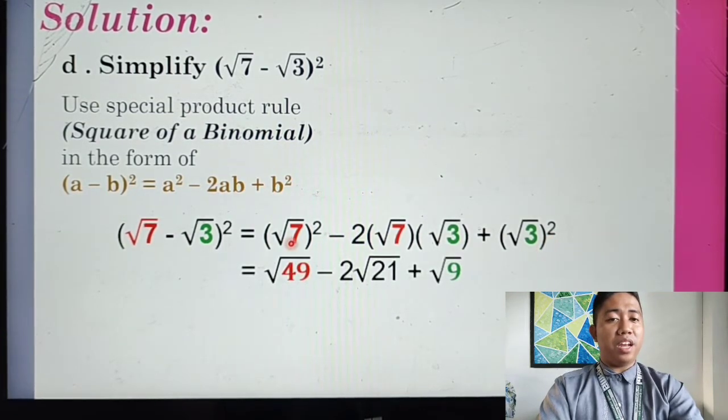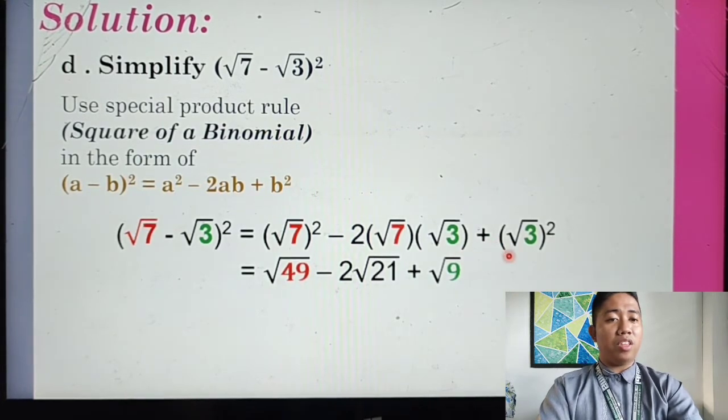So square root of 7 squared, which is square root of 7 times square root of 7, so by the product rule, which is square root of 49. And then we get the product also, 2 times square root of 7 times square root of 3, which is 2 times square root of 21. And then we have square root of 3 quantity squared, so square root of 3 times square root of 3, which is square root of 9.